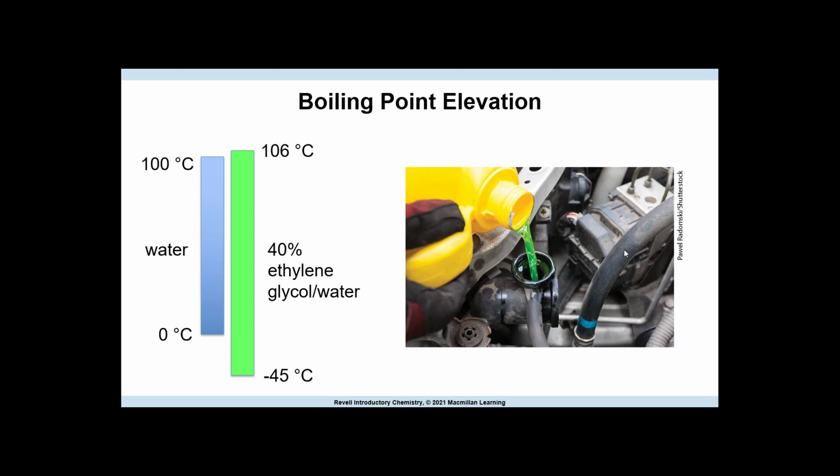A 40% by mass solution of ethylene glycol in water has a freezing point of negative 45 degrees Celsius. The ethylene glycol water mix also has a higher boiling temperature than pure water, about 106 degrees Celsius. This lowers the gas pressure inside the coolant lines and allows the engine to run hotter without coolant escaping as easily.